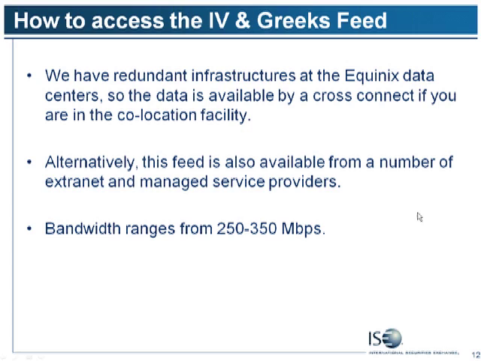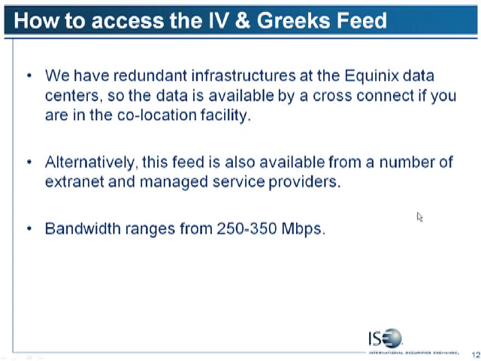We have redundant infrastructures built out today at the Equinix data centers. So the data is available through a cross-connect if you are already in one of these co-location facilities. And alternatively, the feed is available from a number of extranet and managed service providers. There's probably 40 to 50 extranet and managed service providers that connect to the Equinix data center. So there's a lot of access points to get into the data and provide it. But again, the primary data center that we're using today is Equinix in Secaucus.